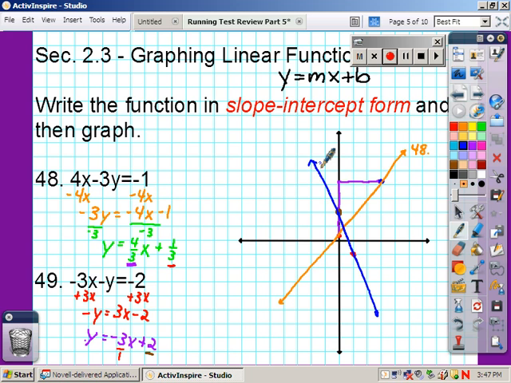Now you can see that number 49's line is a lot more steep, and it's definitely downhill. That makes sense because the slope was negative, and for 48, the slope was positive, so it was uphill.